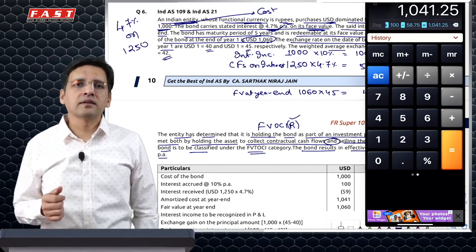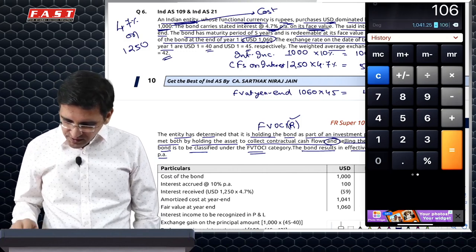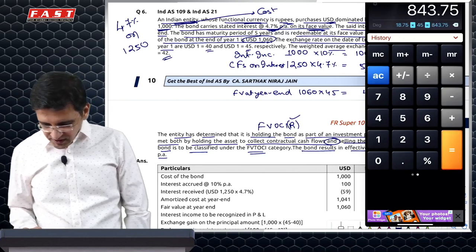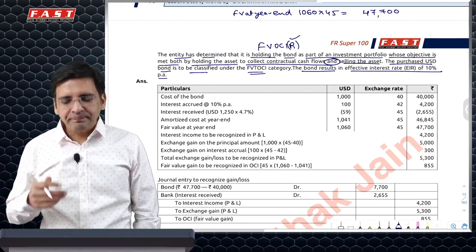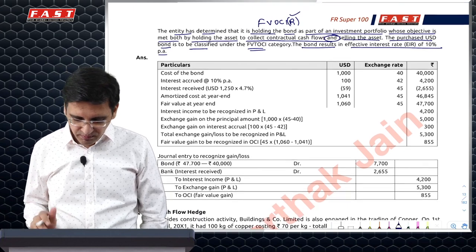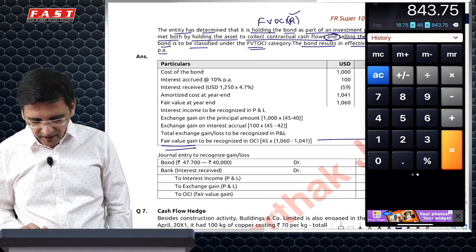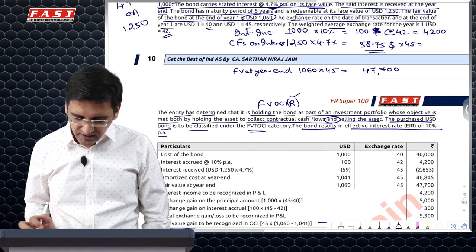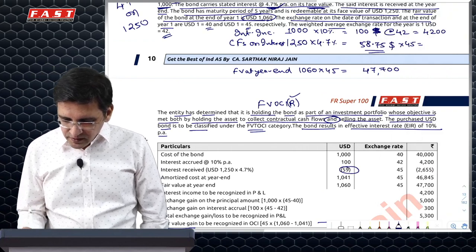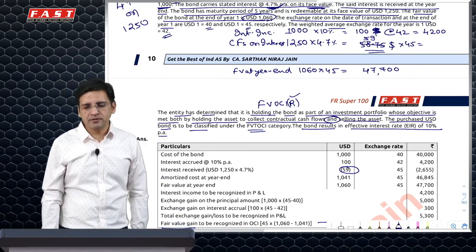So ideally $1,041.25 should have been the closing carrying amount of this, whereas the fair value is 1060, which means it has gone up by 18.75. Now you can say 18.75 is the increase in value, into the closing exchange rate. This is your fair value gain, which comes to 855. Why is it coming to 855? Because what they have done is taken 58.75, whereas they have taken 15.9. Because they have taken a rounding off here of 0.25, almost 10-11 rupees, the answer would be different.